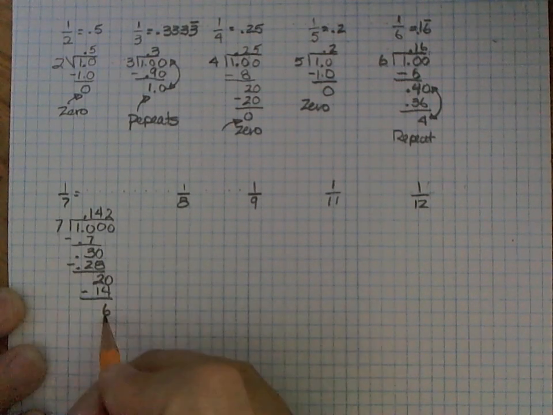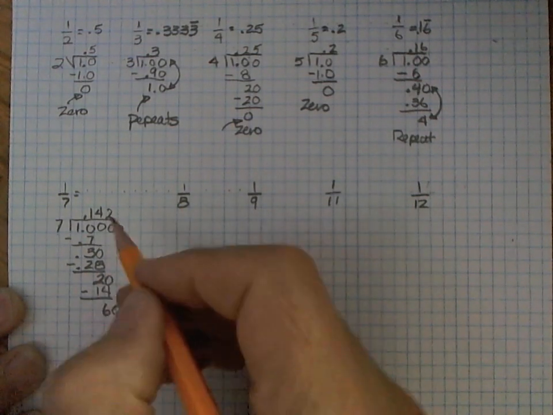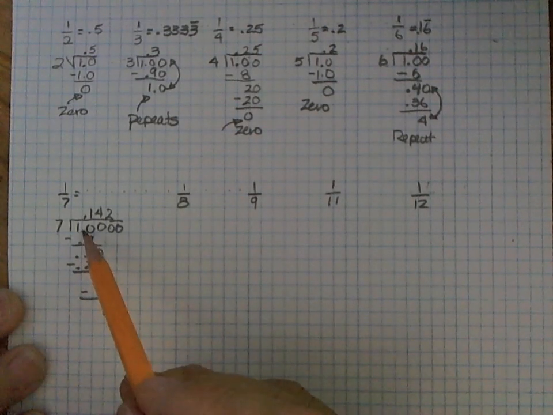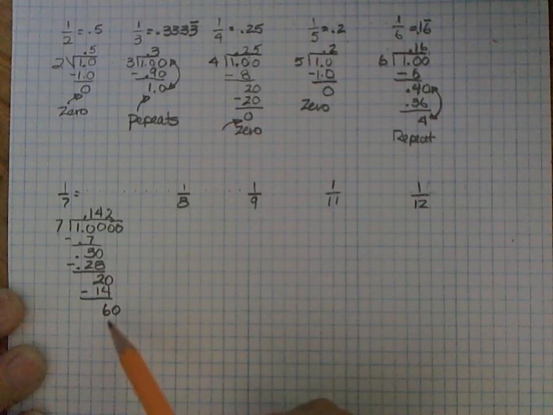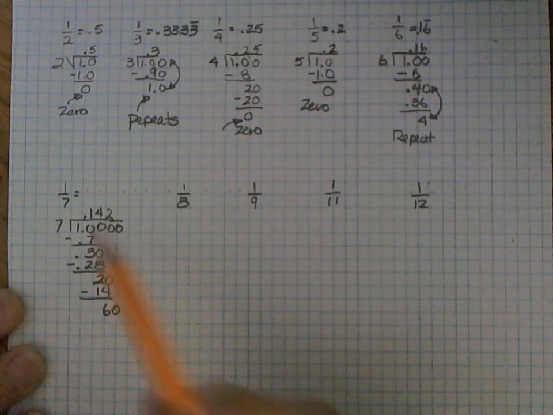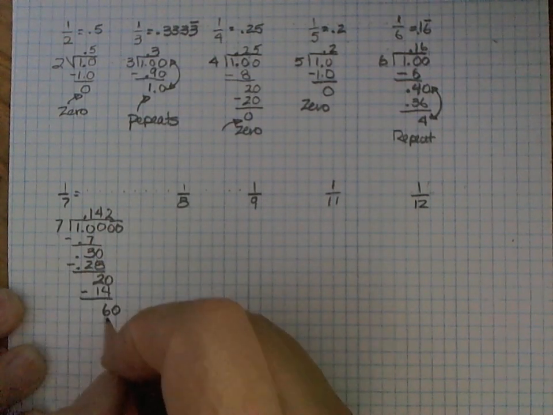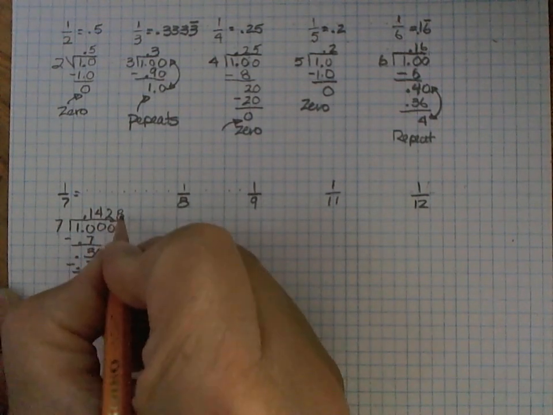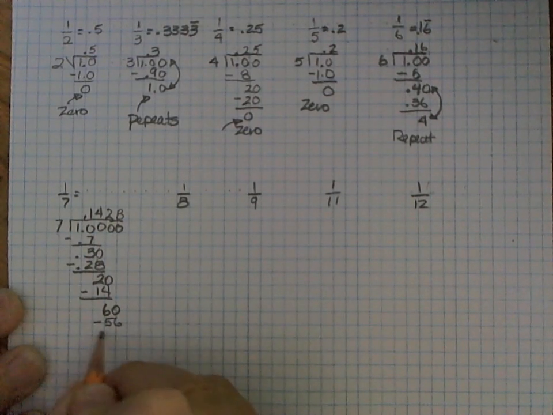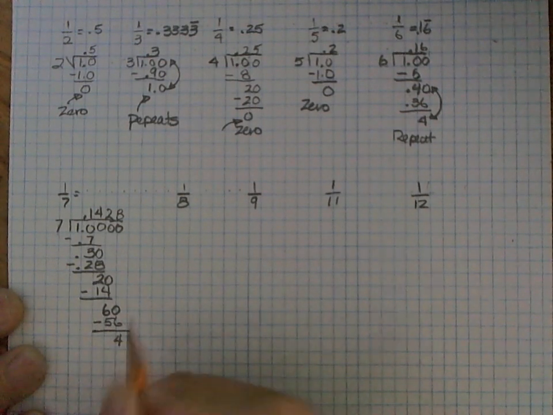So 7 won't divide into 6, so I have to add another 0 to give me another place, because I don't have a repeating decimal yet. I know it will repeat because I'll end up with one of these that I've already been at. Okay, I'm not repeating at 20, I'm not repeating at 30, and I'm not repeating at 7. So I have a 2. 7 will go into 60 8 times because 8 times 7 is 56. Now I subtract that. 60 minus 56 is 4.